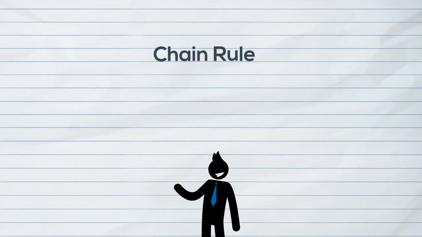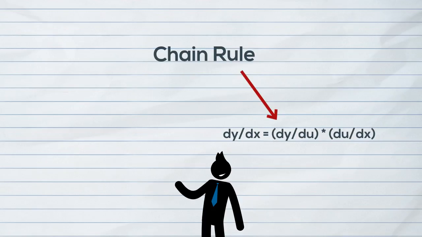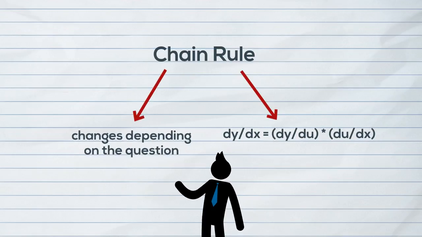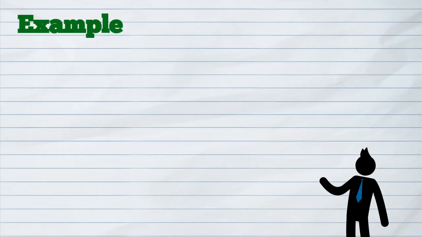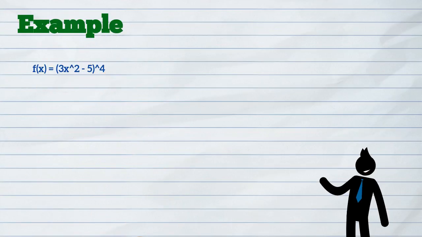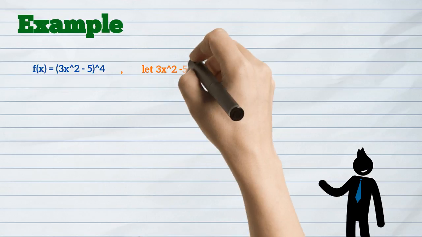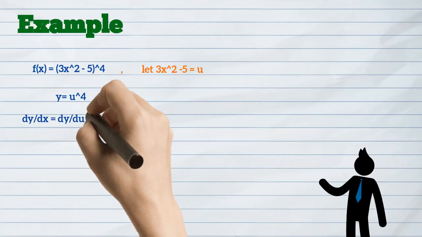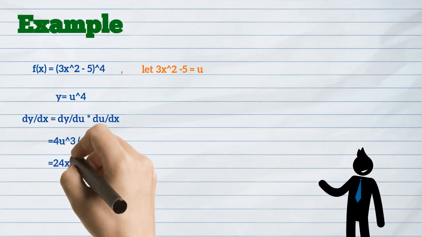Next, the chain rule. The chain rule is a rule of differentiating many compositions of functions. It has a formula of dy over dx equals dy over du times du over dx. It varies depending on the type of question asked. For example, we use the function y or f(x) equals (3x squared minus 5) to the power of 4 and the derivative needs to be found. Make the value in the bracket equal to u, equate u to y and apply it into the chain rule formula, which gives us the derivative of the function.